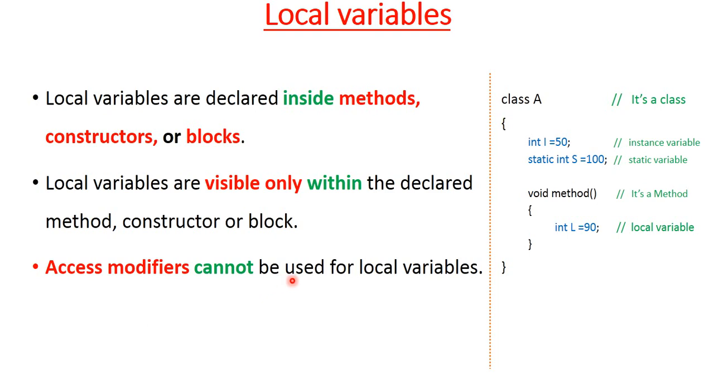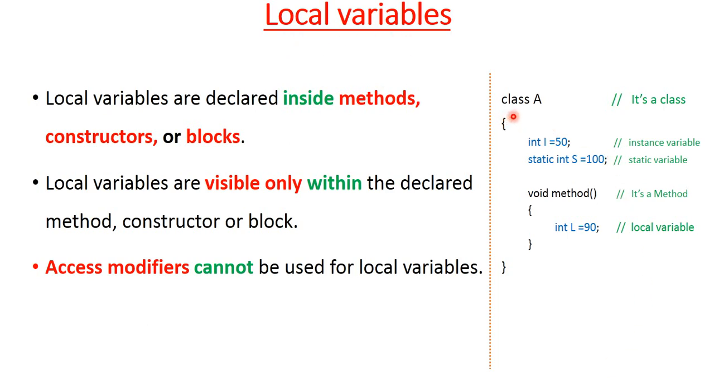Access modifiers cannot be used for local variables. We haven't yet seen what an access modifier is, but at least we know that whenever we say public or private or protected, it means that it is an access modifier. So we are not allowed to use an access modifier with a local variable.